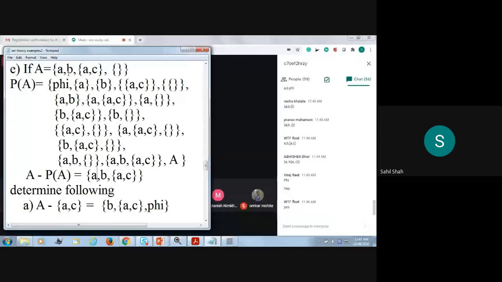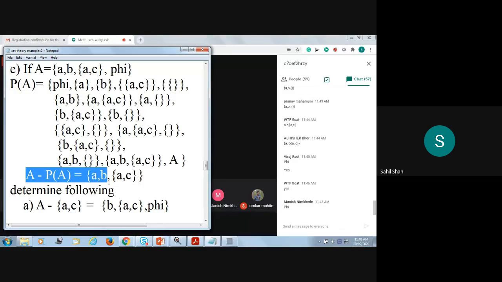Next, do I have b as an element which is present in P of A? No, I am not finding b anywhere as an element. I am finding {b} as a subset in P of A, which is different. So I have again taken b as it is. Then {a, c} as an element. Do I have {a, c} as an element anywhere? No, again no. So we are taking {a, c} as it is. Now, let me make here φ. Phi or null set, both are sets. Do we have phi as an element present in P of A? Yes, we have phi as an element present in P of A. Hence, we will not consider phi in our answer of A minus P of A.